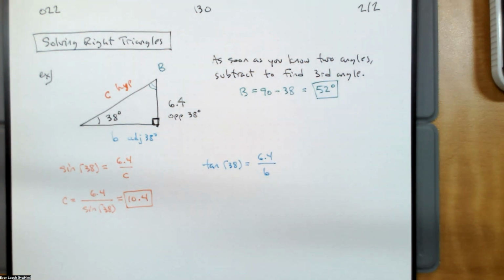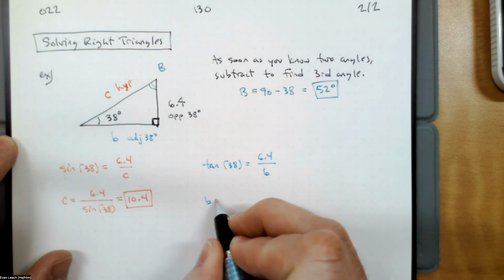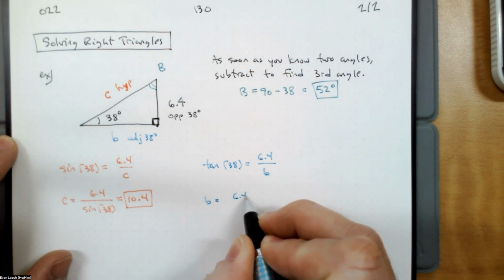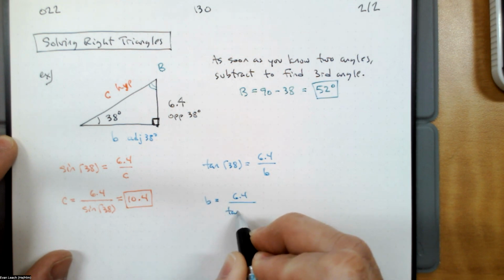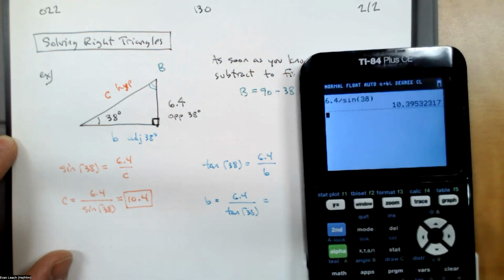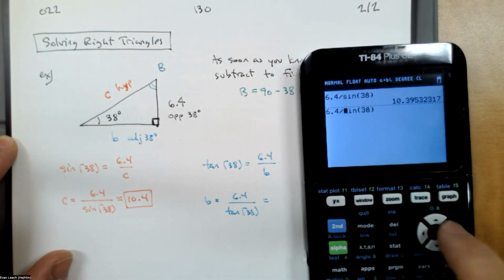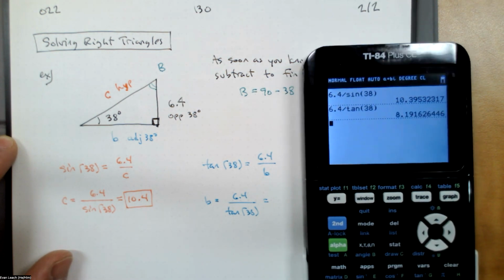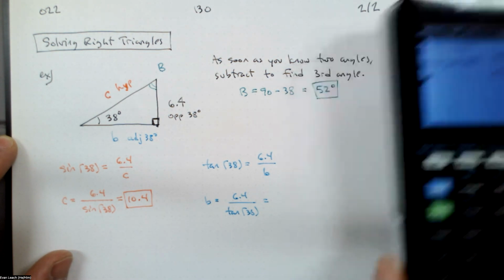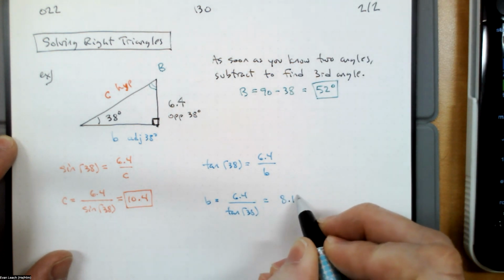And here we would be solving using the same thing. I'm looking for the denominator, so I'm going to switch the b and the tangent of 38. I'm going to say b is 6.4 divided by the tangent of 38. 8.2. Well, let's do three significant figures. 8.19.